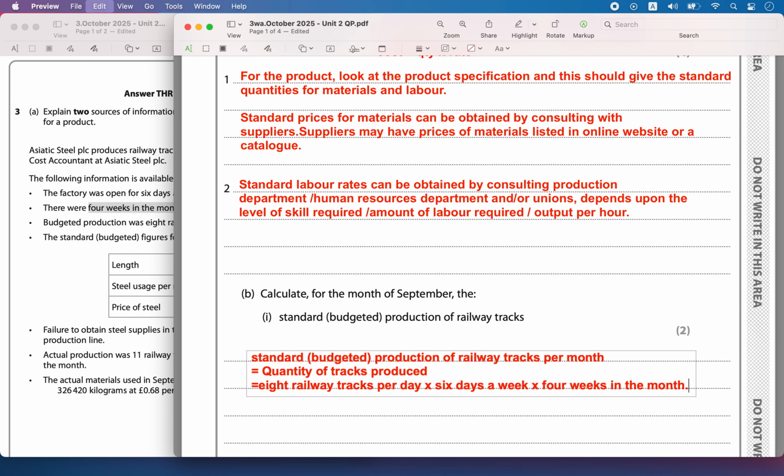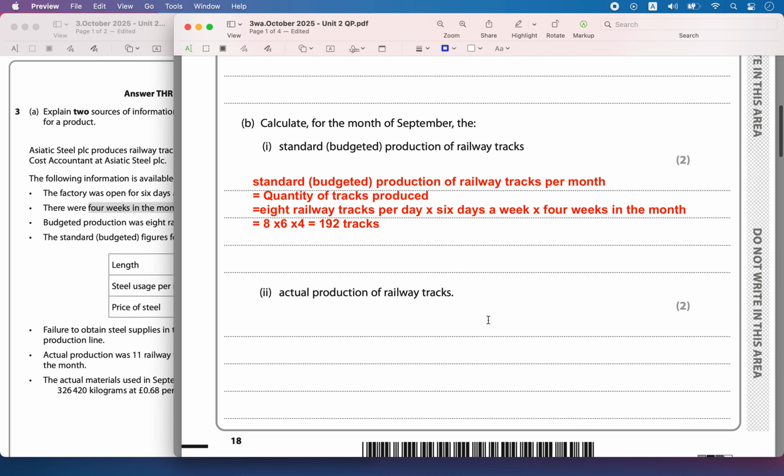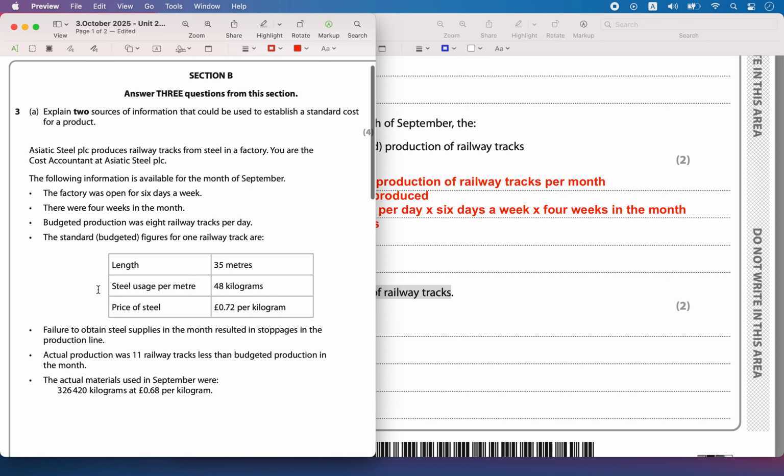Then we have to convert it into month. There are 4 weeks in a month. So that's the total production in the month. That is equal to 8 into 6 into 4, that is going to be equal to 192 tracks. I am able to produce 192 tracks as the budgeted production.